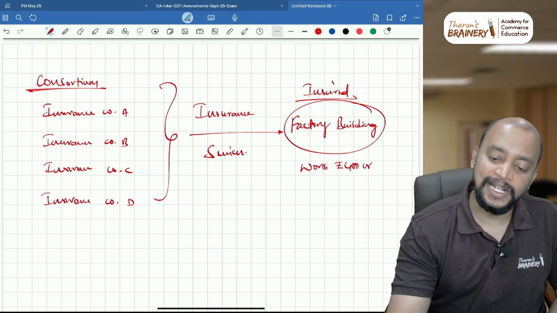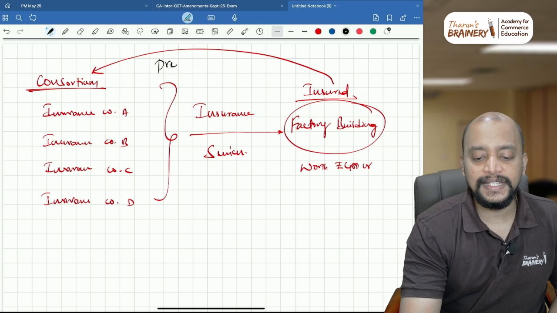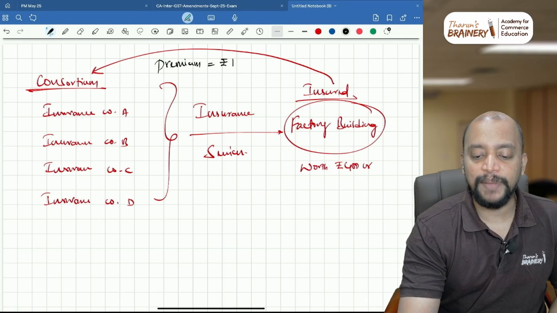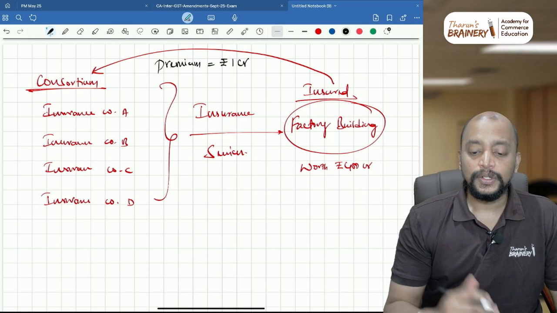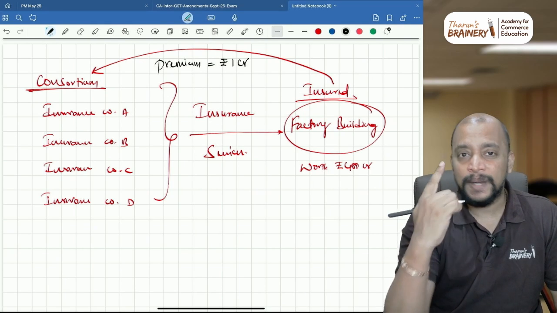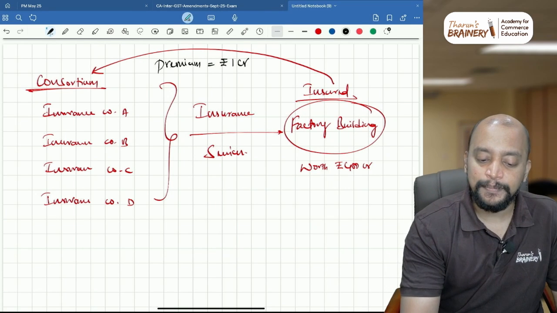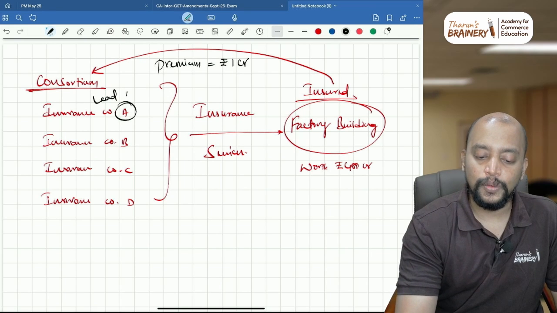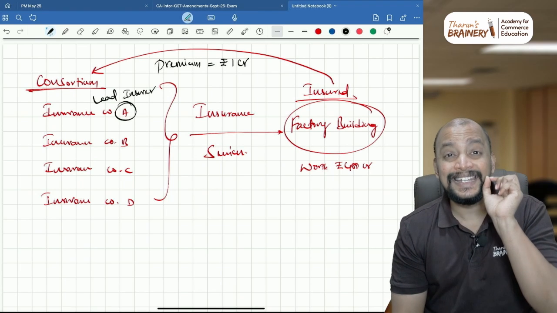So in this particular case, say the insured has made the payment of premium. What is the premium that is being paid? Say the premium is somewhere like 1 crore. Now to whom will they make the payment? One person they need to make the payment to. Let's take insurance company A as the lead insurer. So out of the 4 insurance companies, one will be called the lead insurer.